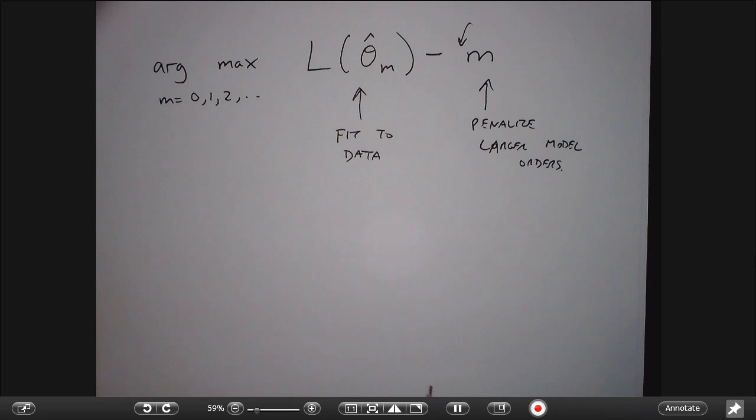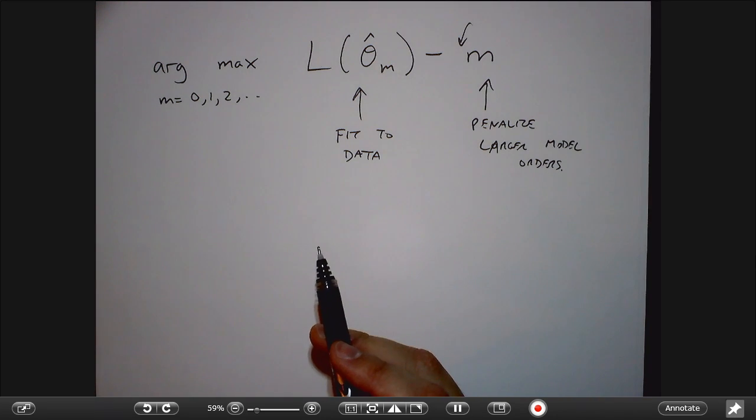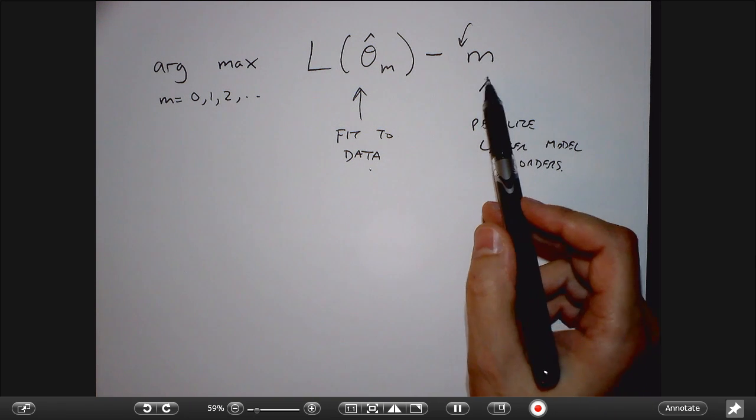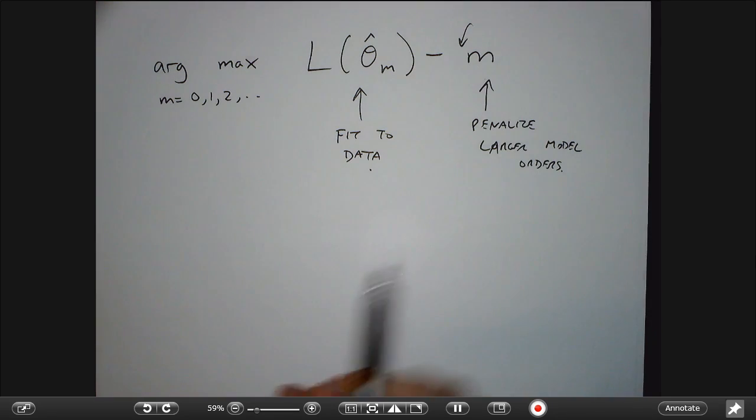So the idea is that you'd say, okay, there's a trade-off between fitting well to the data and having a really long model, and I can tune this cost function in such a way that I see how it works.